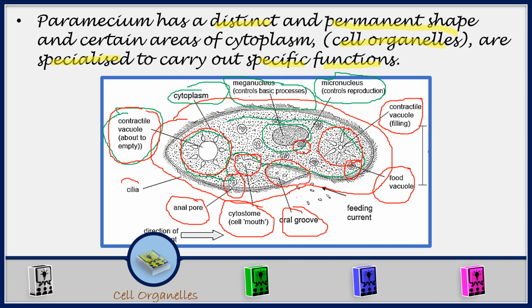And it has got the cilia. That is the paramecium and the organelles that are found in different areas of the cytoplasm, and they carry out specific functions.